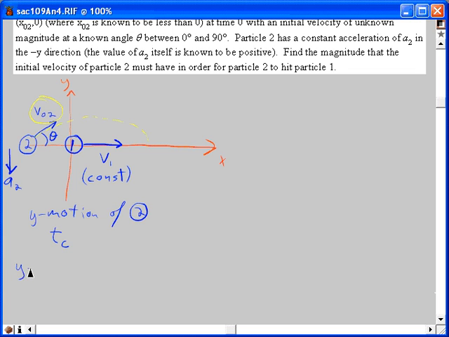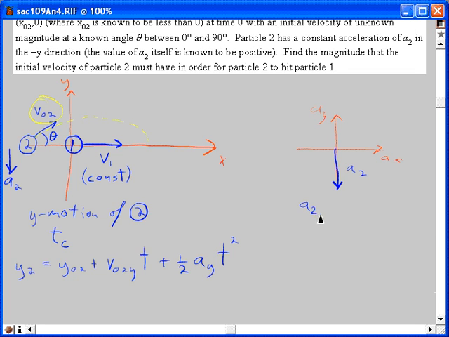Particle number 2's y position is given by its initial y position plus the y component of its initial velocity times t plus 1/2 the y component of its acceleration times t squared. Now it only has a y component to its acceleration. In fact, let's do a quick little vector component diagram for that one. A2 is down in the minus y direction. This would be Ax and Ay in general.